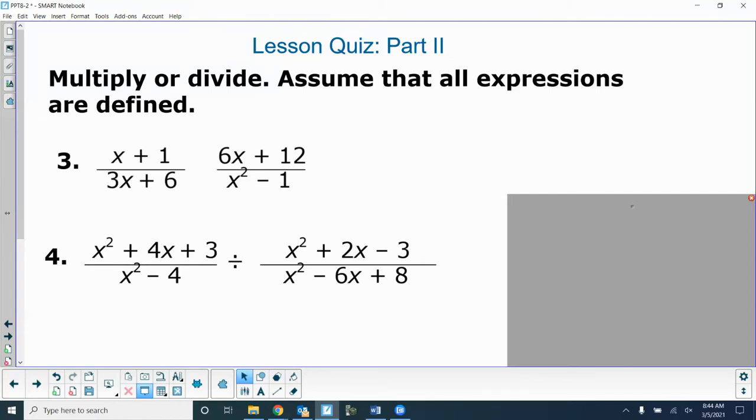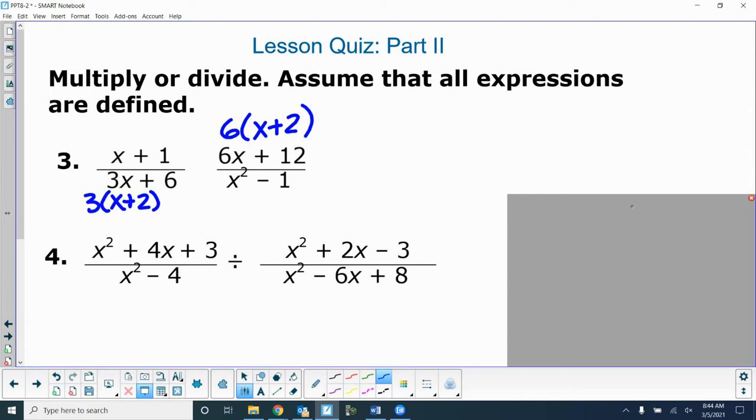All right, so again, there's a couple GCFs up here first, okay? We've got a 3, and then divide 3 into both of those, you get x plus 2. We've got a 6, and divide 6 into both of those, you get x plus 2. You okay with that?